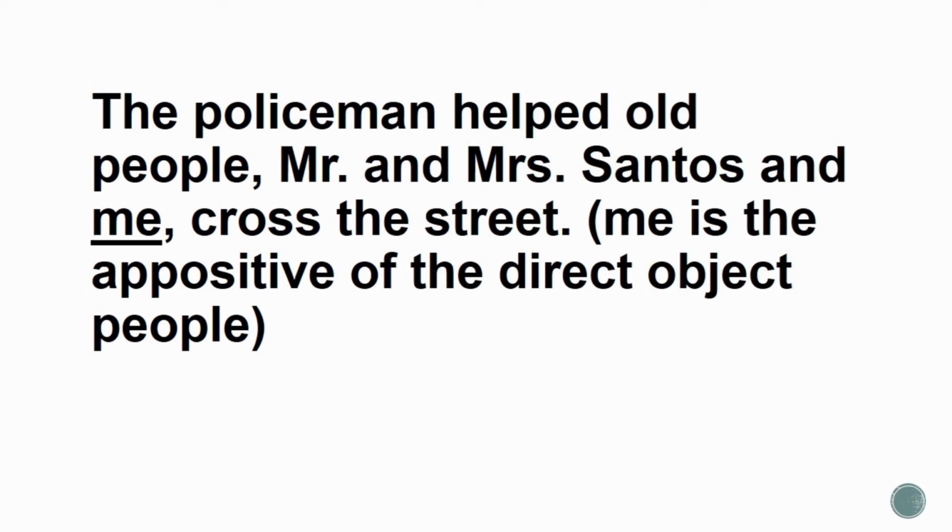And for people, we have appositives for them. Who are these people? Mr. and Mrs. Santos and me. Alright, so that is why our pronoun me is in the objective case because it is the appositive of the direct object, which is people. If we take out the direct object people and the other words there, Mr. and Mrs. Santos, we would be saying the policeman helped me. And again, it would make perfect sense.